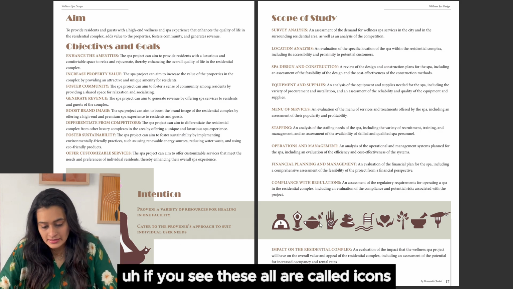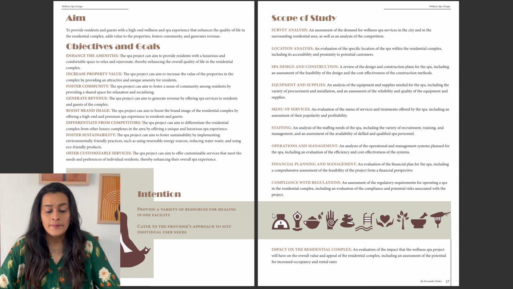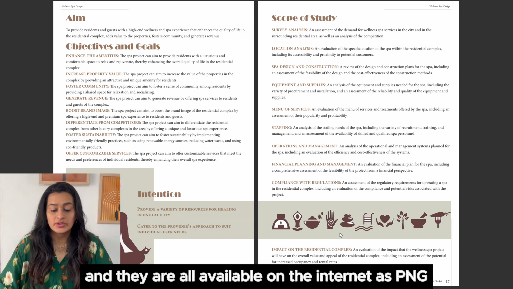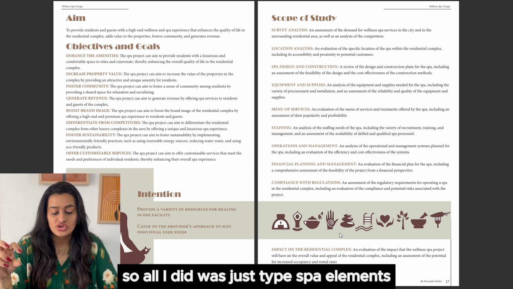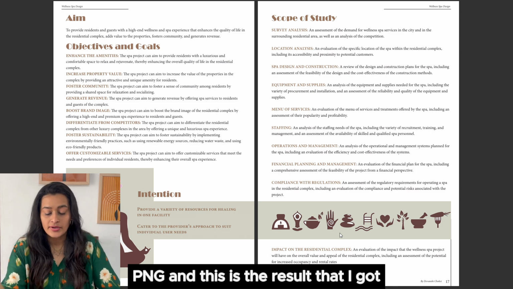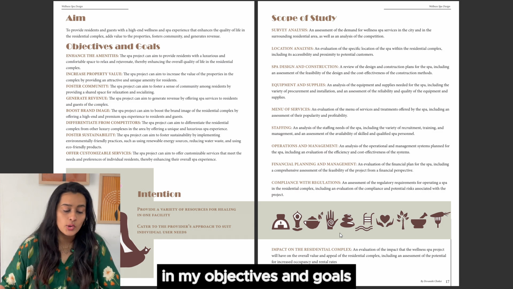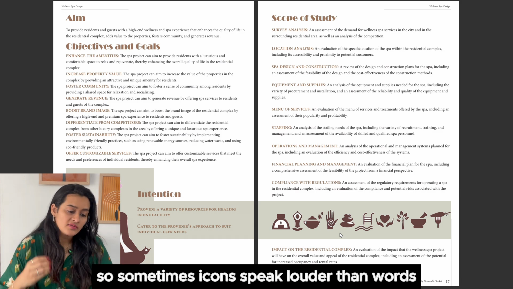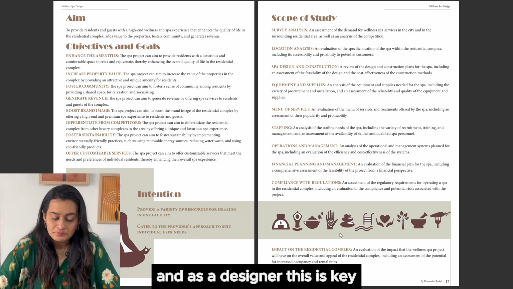If you see, these all are called icons, they are called iconography, and they are all available on the internet as png, whatever you want. So all I did was just type spa elements png and this is the result that I got, and almost all of them are covered in my objectives and goals. So sometimes icons speak louder than words, and as a designer this is key.